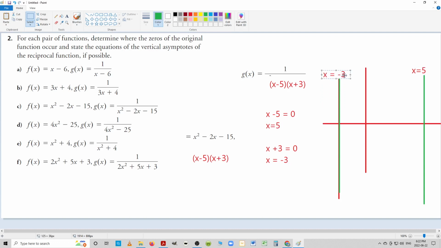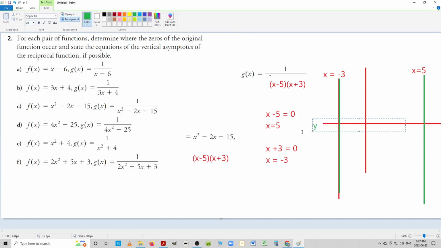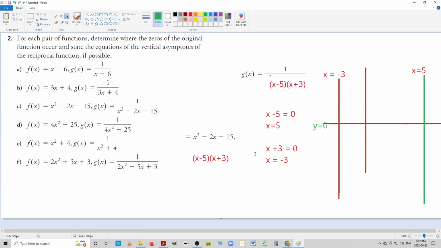And you can even label the horizontal asymptote if you wanted. Y is equal to 0. Why y is equal to 0? Because the one up top is a lower power than the powers down below. So it's going to have a horizontal asymptote, but be aware it can still cross.